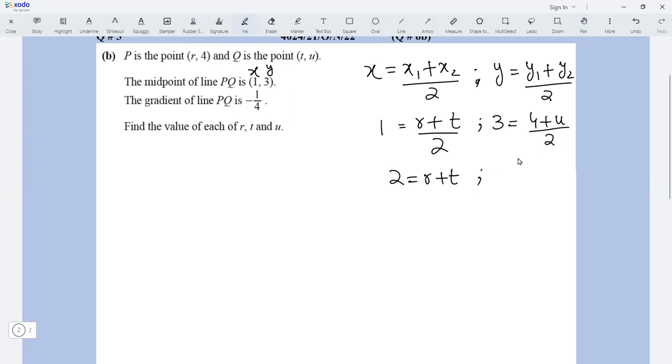So cross multiply: 3 times 2 is 6 equals 4 plus u. So bring that 4 onto the left-hand side. So 6 minus 4 gives the result 2. So 2 equals u. This is the answer for u.